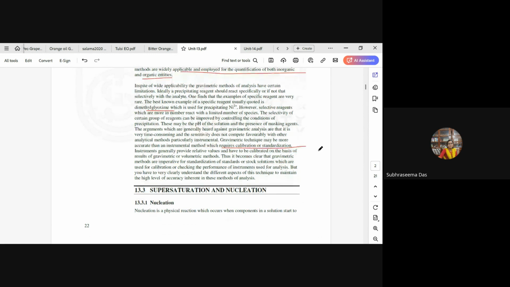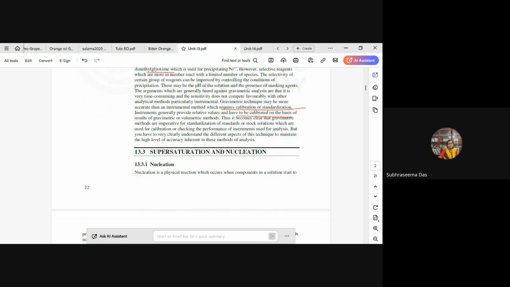Instruments generally provide relative values and they have to be calibrated first on the basis of either the results of gravimetric or volumetric methods. So we know that gravimetric methods are more accurate than the results that we obtain from normal instrumental analysis. Before understanding gravimetric processes, we will first understand two terms.